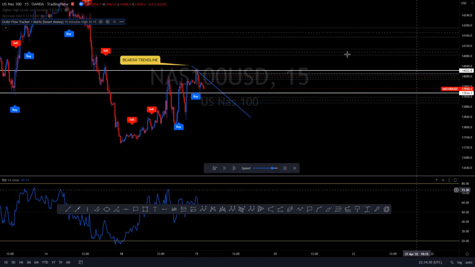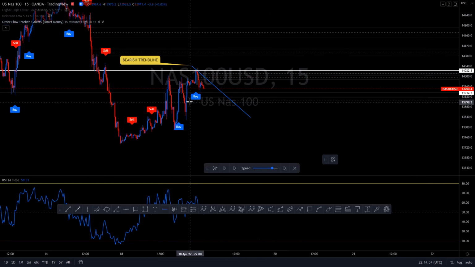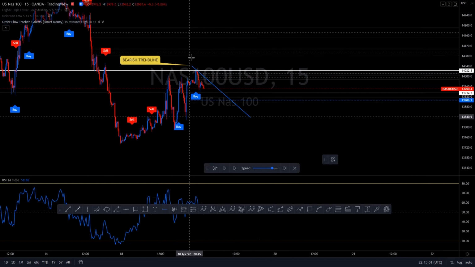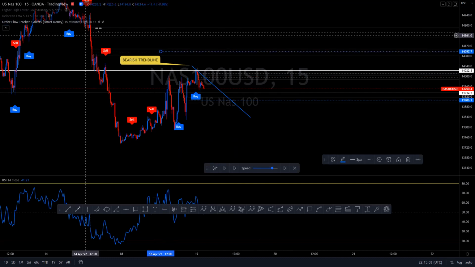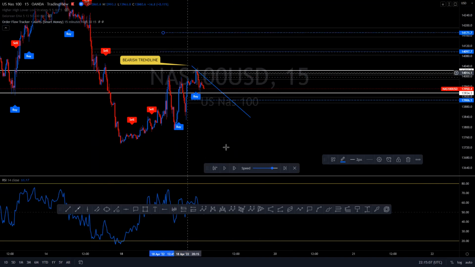This is perfect. So now we see that there's a little bit of an imbalance gap here. We can see the gray here. The gray on this indicator indicates imbalance gaps, okay? We can see that up here as well, from this previous down move all the way up to here.